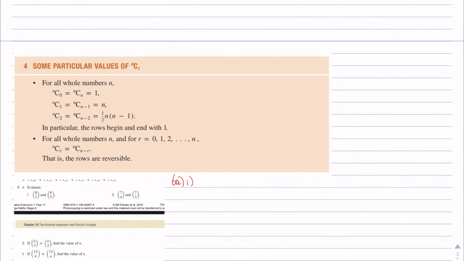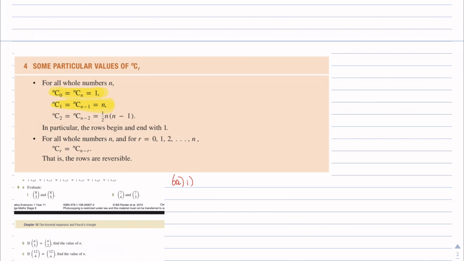All right, so before we go into question 6, I've highlighted a bit of the textbook for you. There's some really useful things. This is obviously very useful. If I've got 10 things and I'm choosing 0 of them, there's only one way to do that. And if I've got 10 things and I'm trying to choose 10 of them, there's only one way to do that.